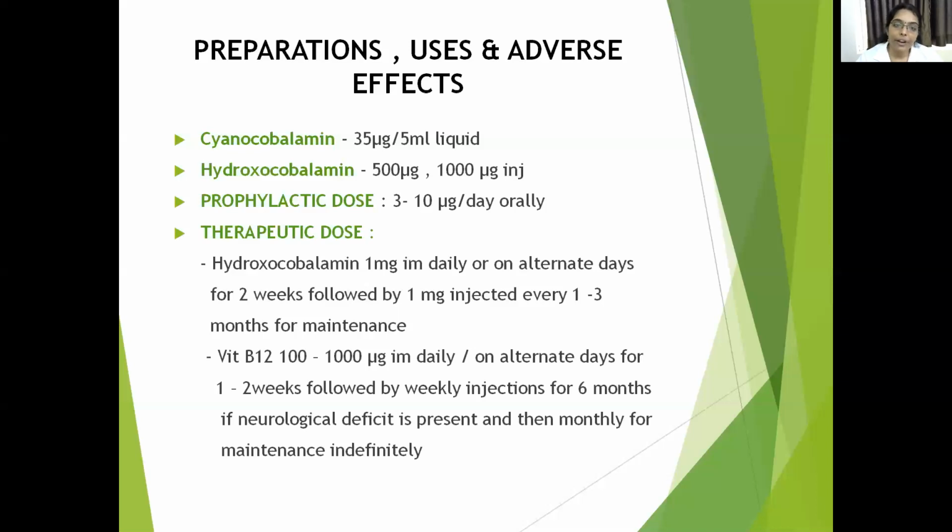Then therapeutic dose. See, different regimens are there. This first regimen is commonly followed in Britain. That is hydroxycobalamin 1 mg IM daily or on alternate days for 2 weeks, followed by 1 mg injected every 1 to 3 months for maintenance. Then this regimen is followed in the US. Vitamin B12 100 to 1000 microgram IM daily or on alternate days for 1 to 2 weeks, followed by weekly injections for 6 months if neurological deficit is present, and then monthly for maintenance indefinitely.